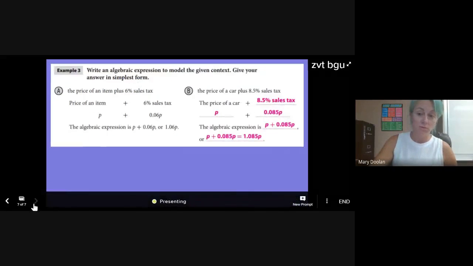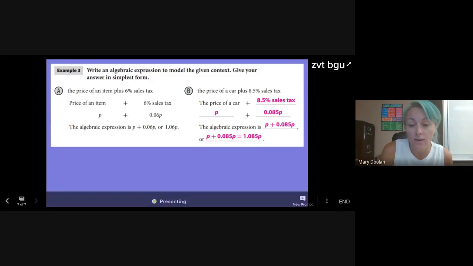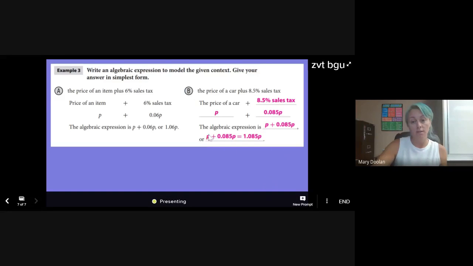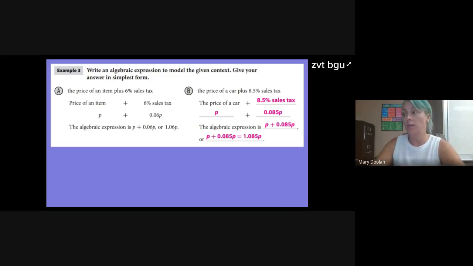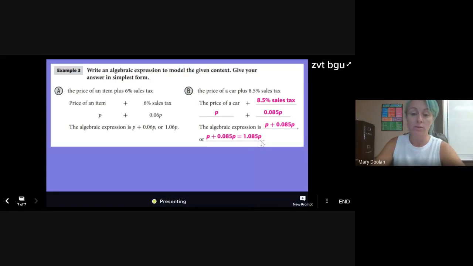Okay, so what you should have gotten is 1 and 85 thousandths p. All right, because that invisible 1 in front of the p, your first term, you have to add those coefficients. 1 plus 0.085. So when you add a decimal and a whole number, you always have to think about having the values that you're adding in the correct places. So if I'm adding a 1, which is a whole number, that's going to go in front of the decimal. So this is what you end up with. This is the correct answer here.